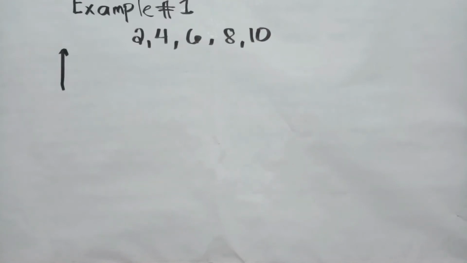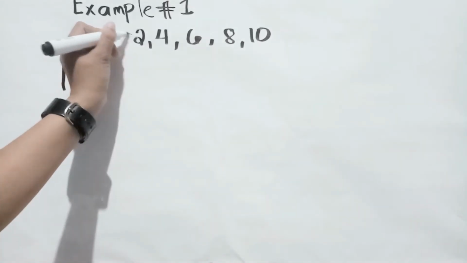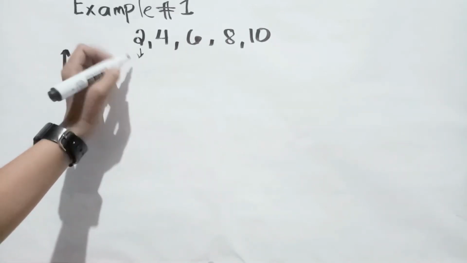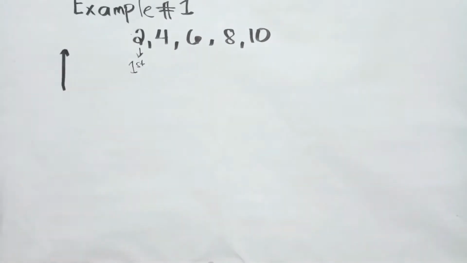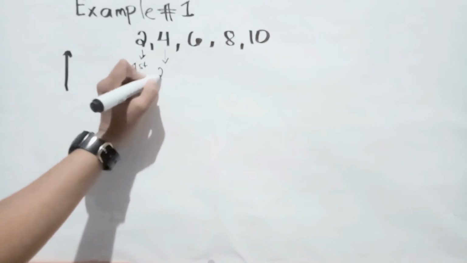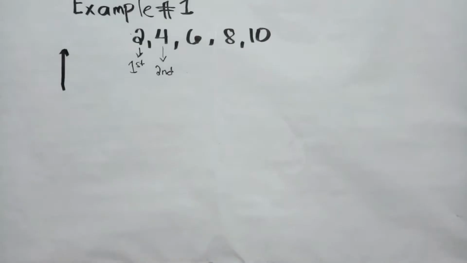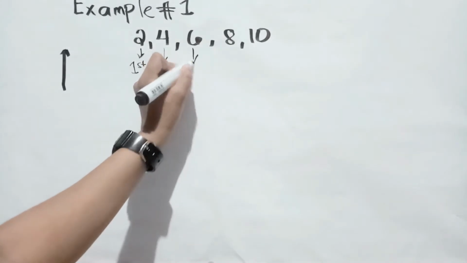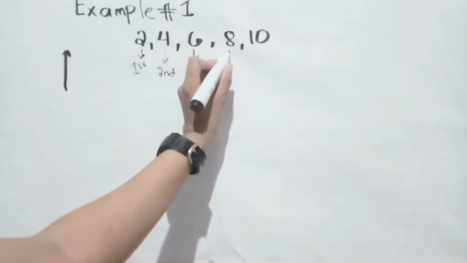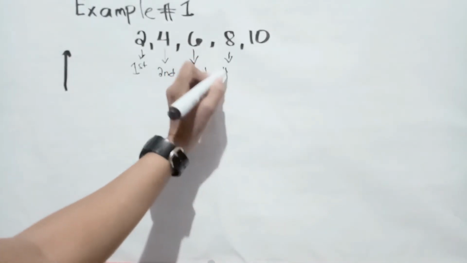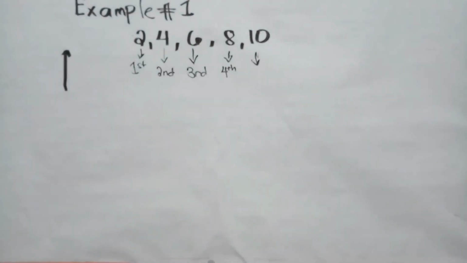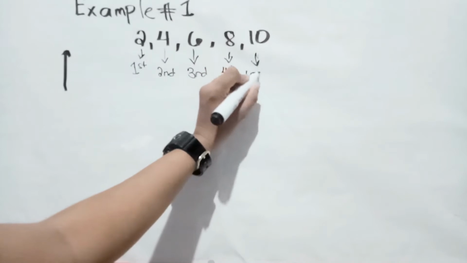So what is the second term? 2 is your first term. 4 is the second. Then 6 is the third. Then 8 is the fourth. And then 10 is the fifth term, or the last term.